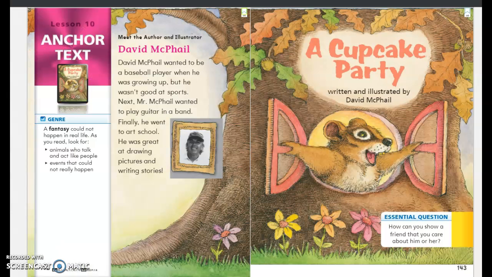So again, the story is called A Cupcake Party. It is a fantasy story. It could not happen in real life. And as you read, look for animals who talk and act like people. The story is written by David McPhail. And the essential question is: how can you show a friend that you care about him or her?